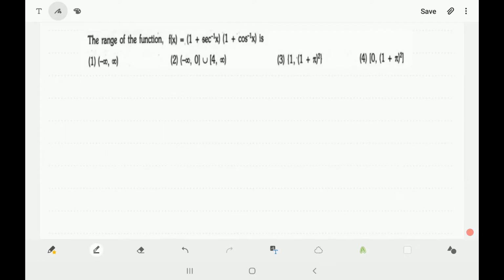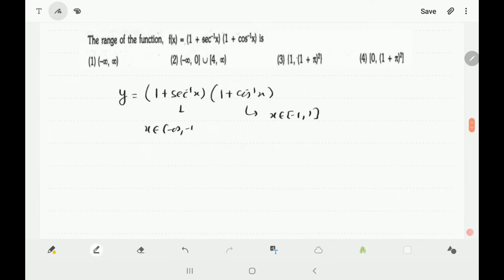In this problem, we have to find the range of the function y is equal to 1 plus secant inverse x into 1 plus cos inverse x. Now first let's try to check the domain. The domain for cos inverse x is closed interval minus 1 to 1. But the domain for secant inverse x is minus infinity to minus 1 union 1 to infinity. So for the complete function to be defined, you have to take the intersection of these two. So the final domain, once you take the intersection, is minus 1 comma 1.